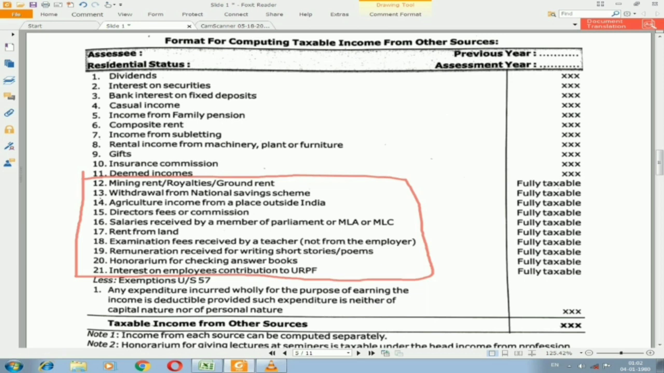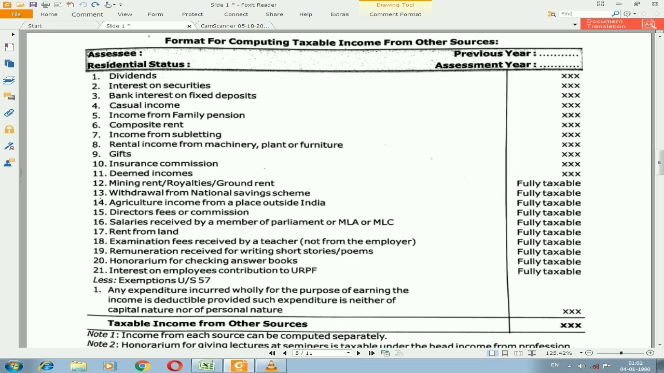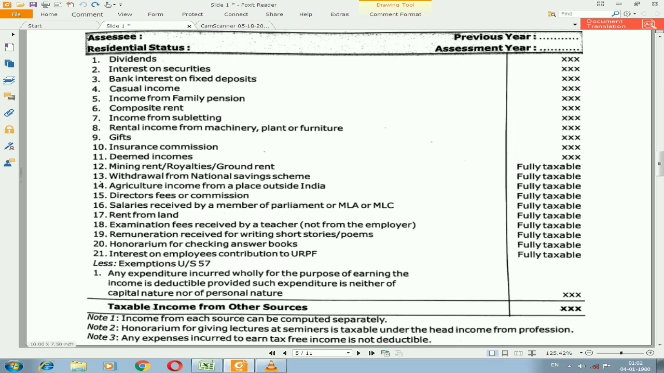If there is any expenditure on this, we are going to deduct that and take the amount left over. Then you can see exemption under section 57 is there. Don't consider this point here, as we are already deducting all the expenditure against each income. If there is an income and an expenditure for it, that expenditure will be deducted from that particular income. So there is no need to do a deduction under section 57 again at the end. This is about the format, which income we have discussed.